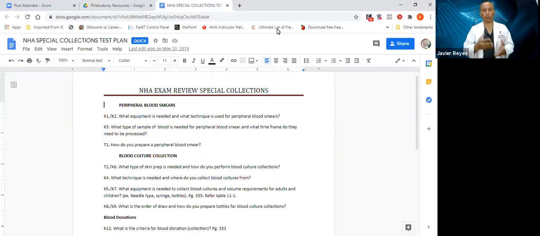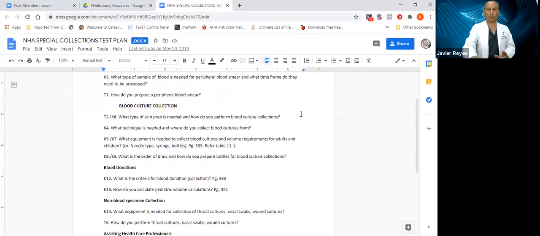How to prepare a peripheral blood smear? I just went through it. Again, it has to be from thick to thin. The edges must be smeared and the slide must be covered at least two thirds with the smear. That would be an acceptable smear. Anything else would not be correct.